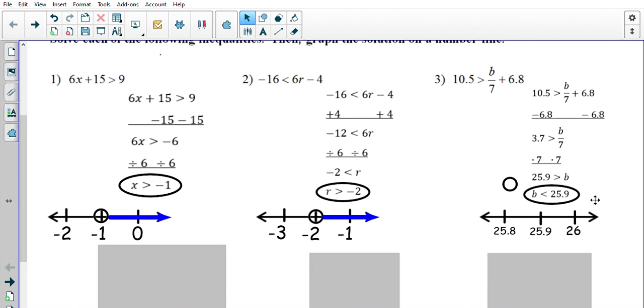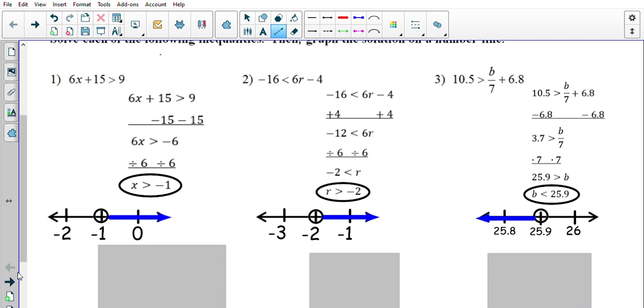Now I chose to count by tenths, so 25.8, 25.9, 26, although you could do 24.9, 25.9, 26.9, or something similar. This one, like our last two, is also going to have an open circle. It's b is less than, so we're going to be shading to the left. Again, all of these are either a less than or greater than, which is why we have an open circle.